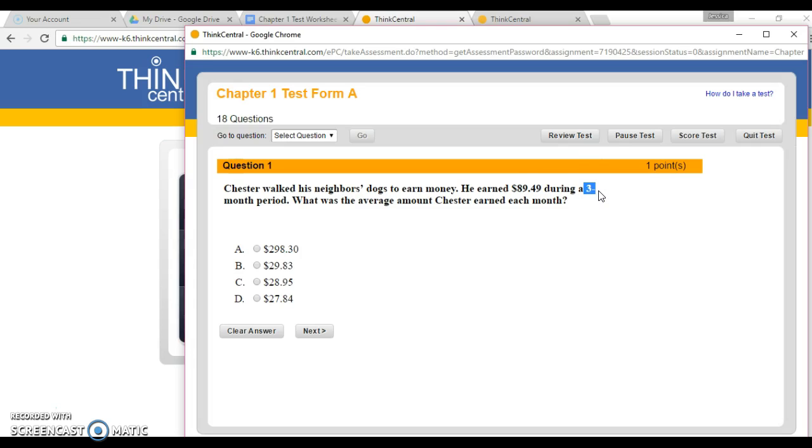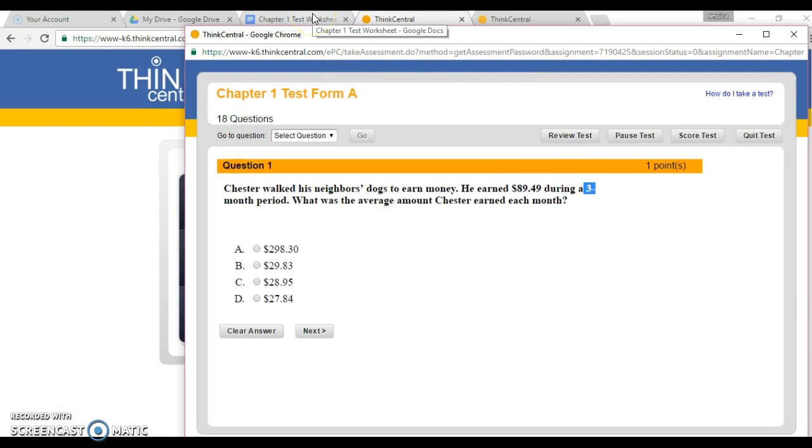Okay? Oh, just kidding. I lied. He earned $89.49 during a 3-month period. Nope, I'm right. What was the average amount? Yep, so each month. So you have a 3-month total. You need to divide that up into each month. So you're going to be dividing it by 3.